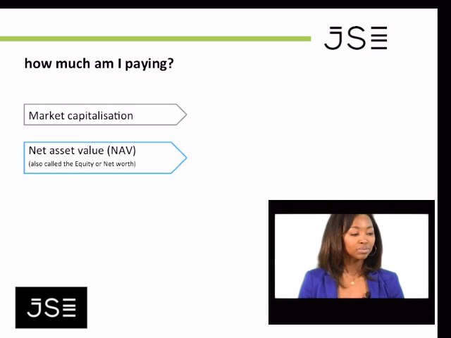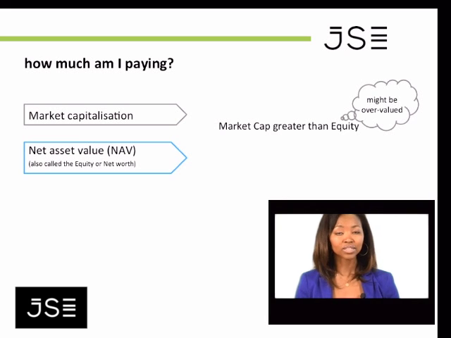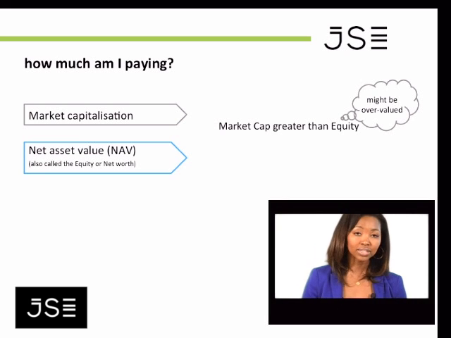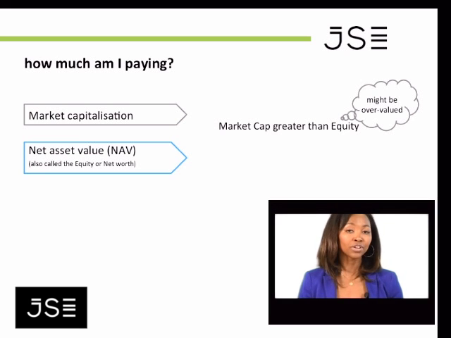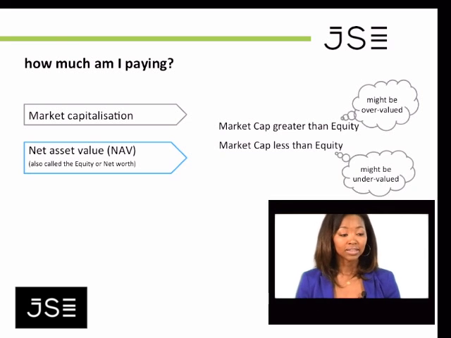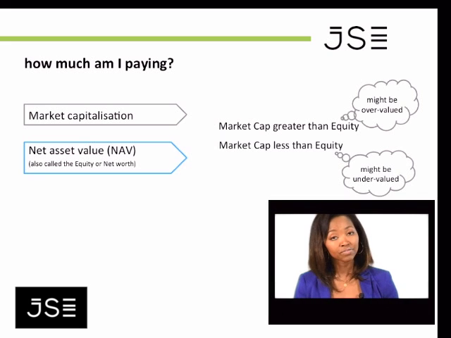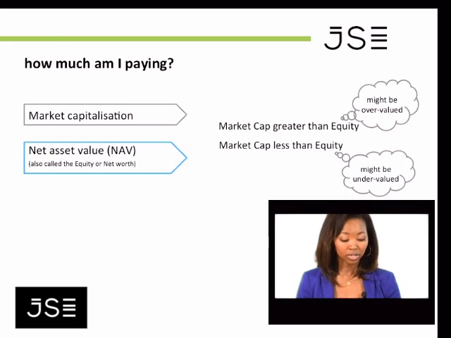So when you look at market capitalization and net asset value, what you want to look at is which is greater. If market capitalization is greater than equity, what does that tell us? It tells us that the share that you're buying might be overvalued, which means that it's probably not good value for money. It's overpriced. And if your market capitalization is less than equity, that tells you that this particular share that you're looking at might actually be undervalued, which means that it's probably good value for money.